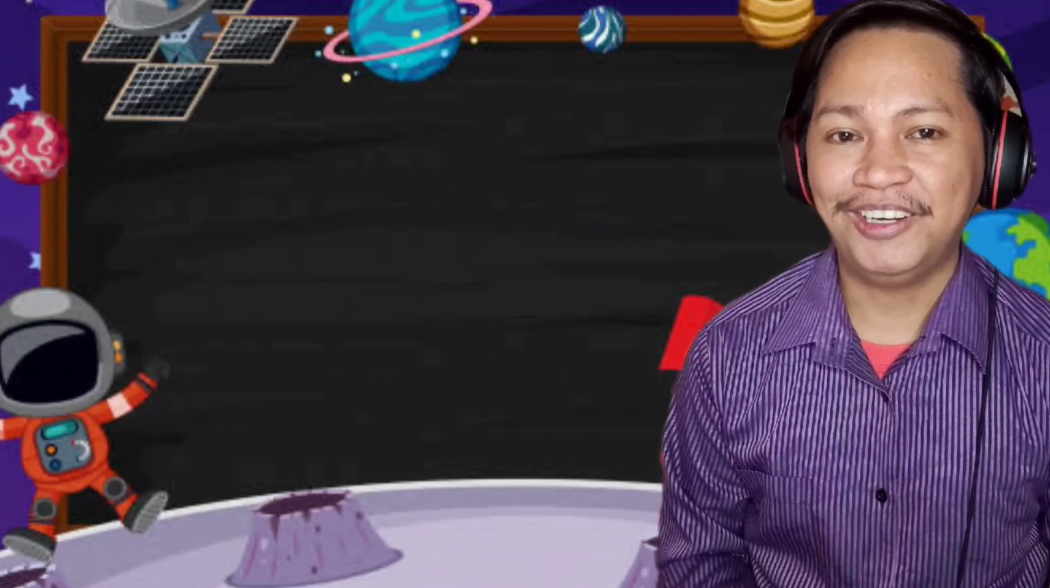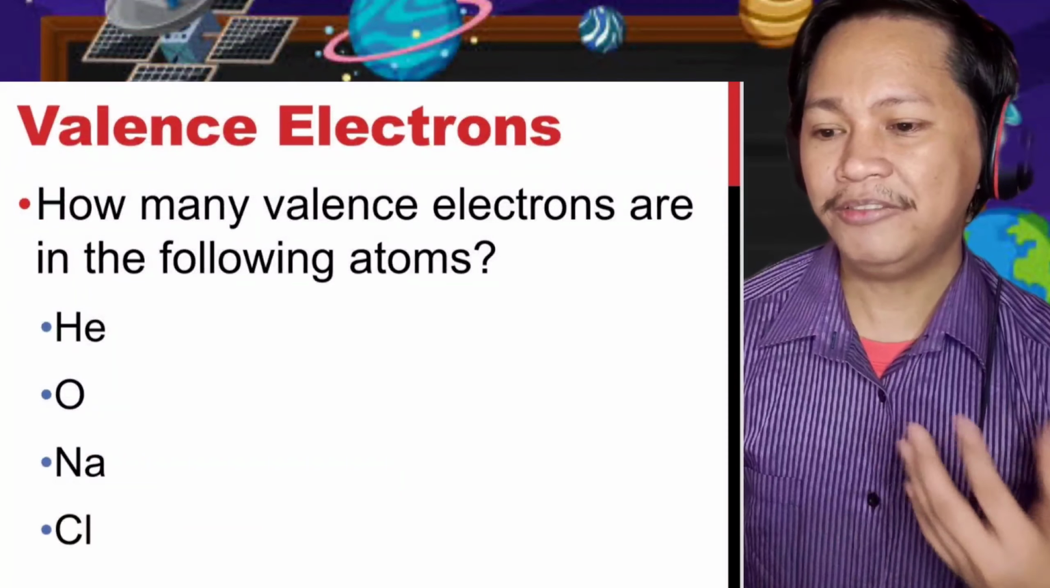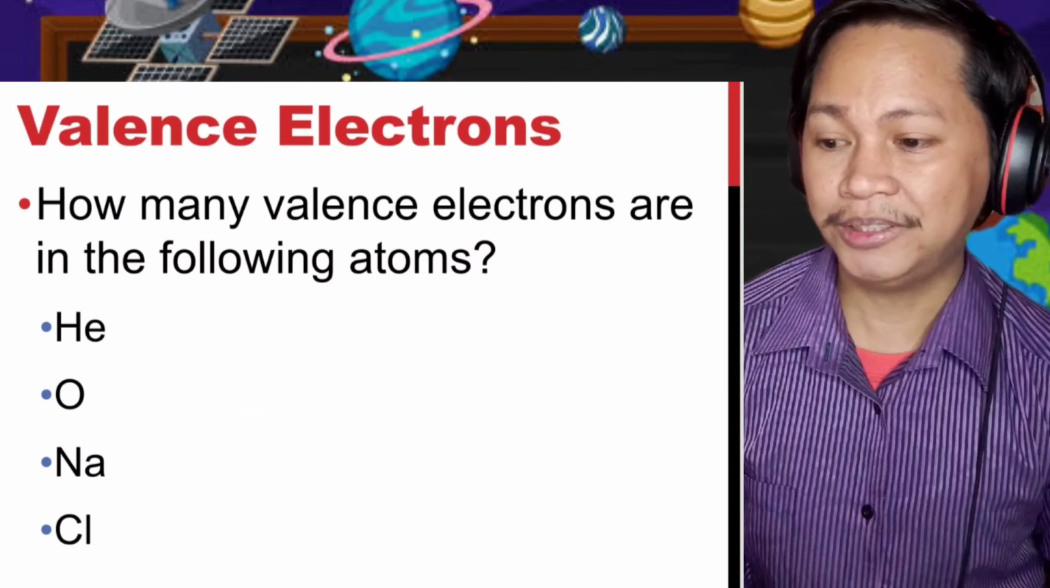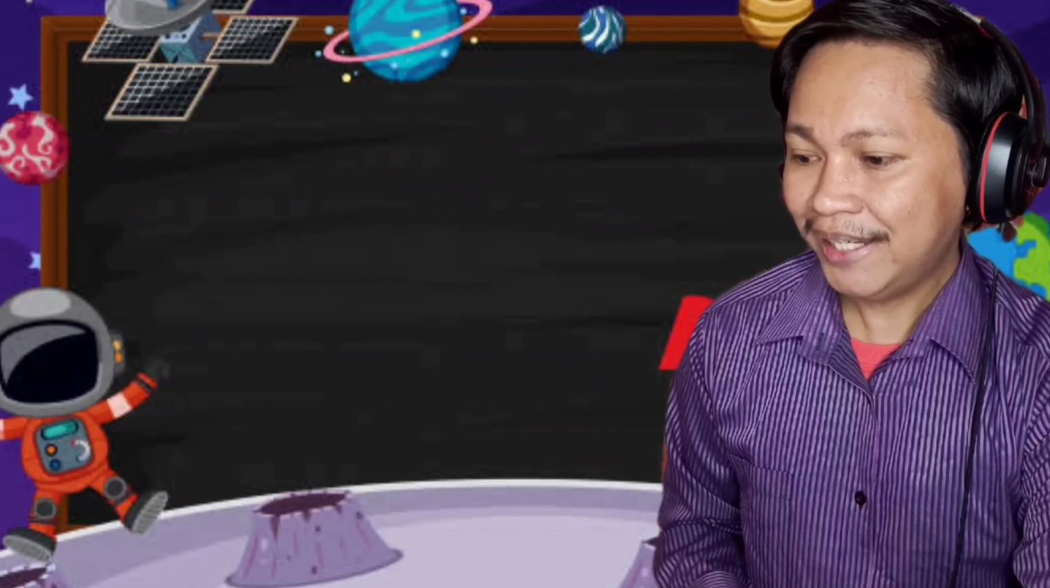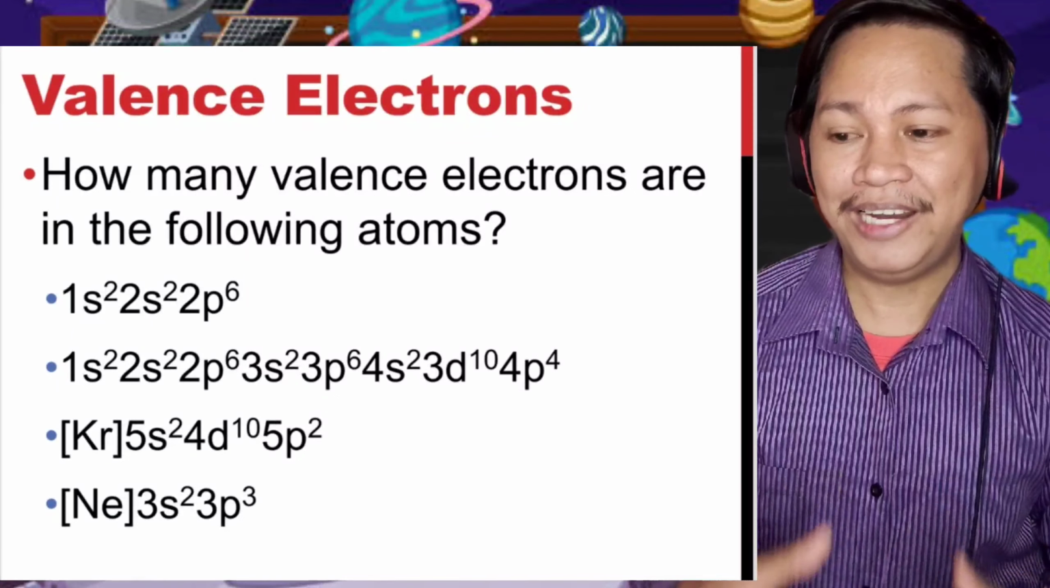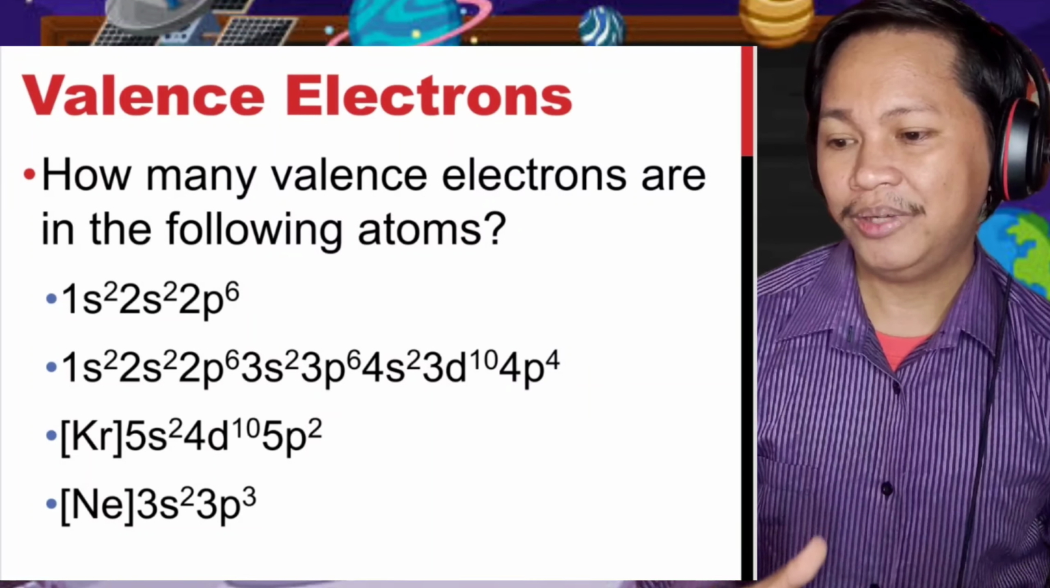Alright, before I end this vlog, kindly do this. Check your understanding. First one, how many valence electrons are in the following atoms? Number 1: helium, oxygen, sodium, and chlorine. And then for the second question, how many valence electrons are in the following atoms? We have 1s2, 2s2, 2p6.